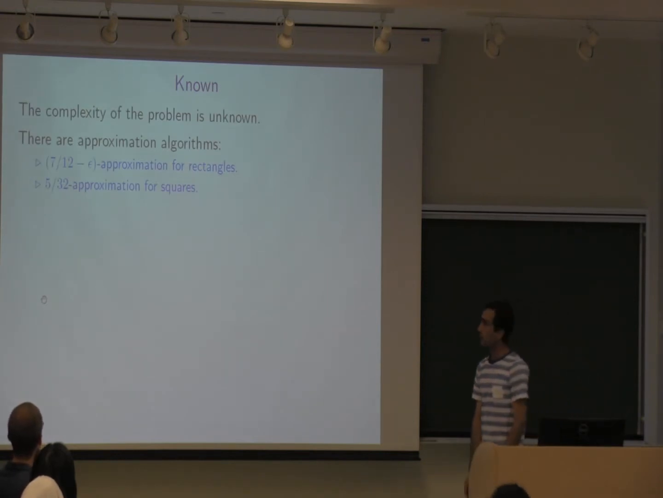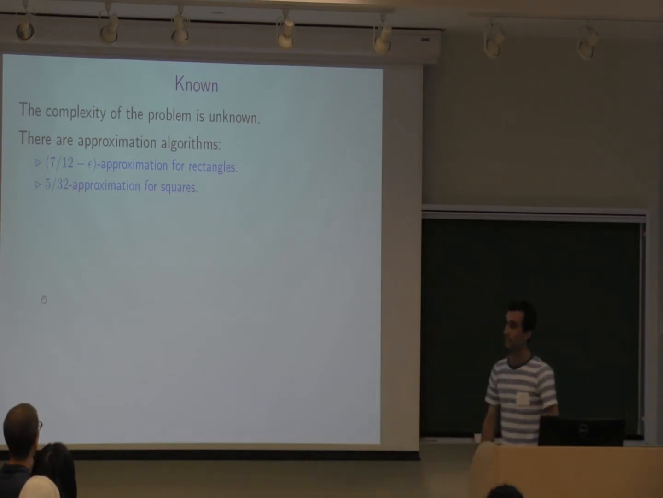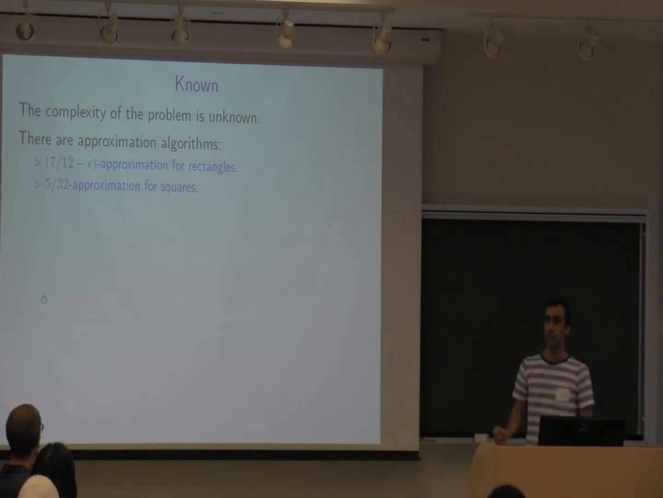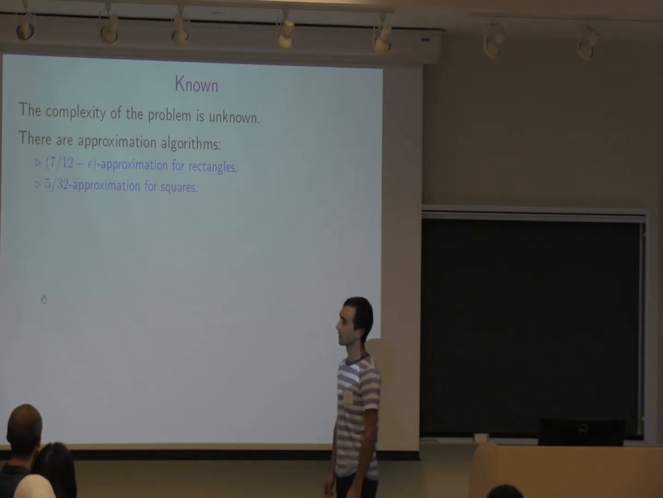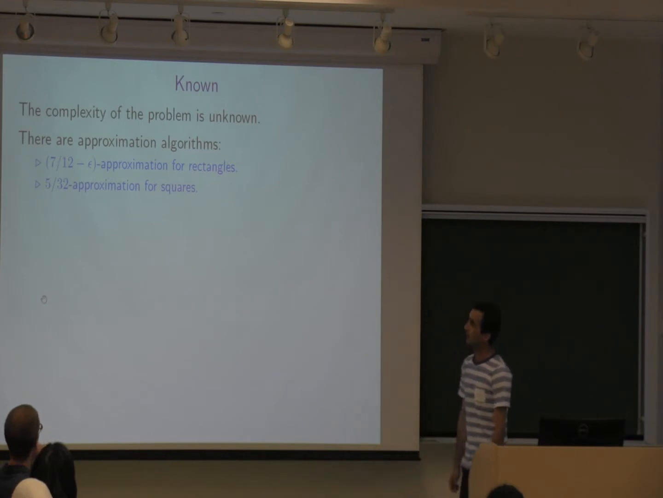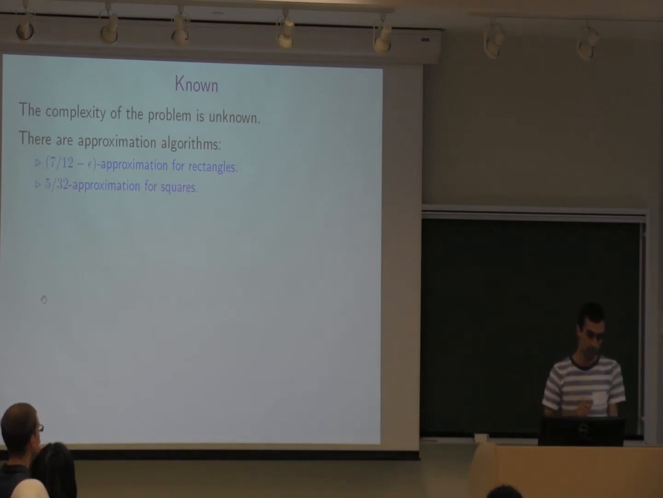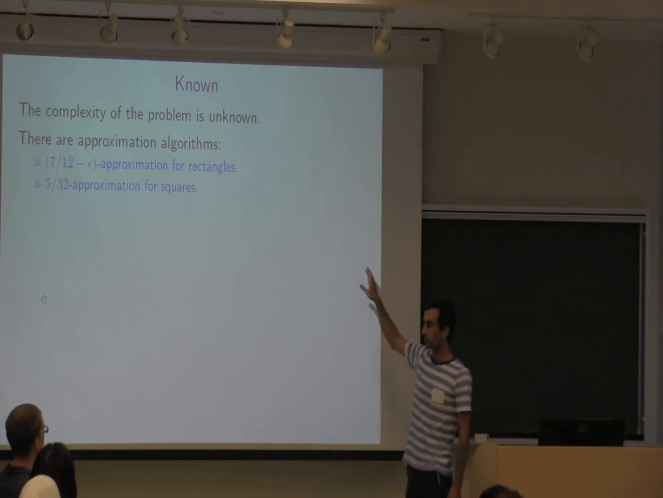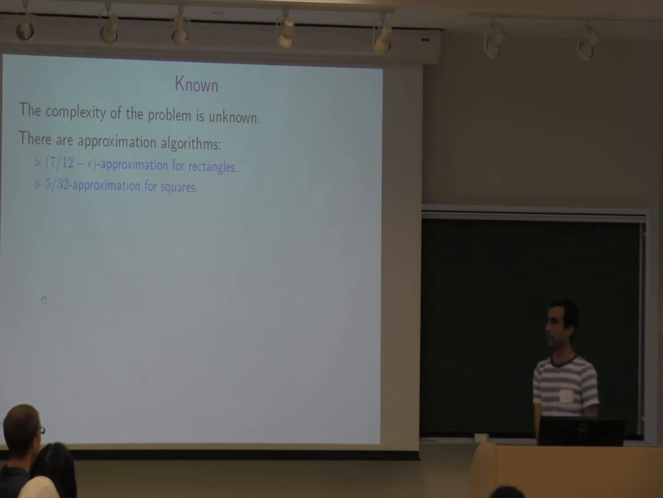Alright, so what we know about this problem is that we don't know its complexity. It's still open. But there are approximation algorithms for it. This is the paper at SoCG last year. They had a 7/12 minus epsilon approximation if you are encoding rectangles, and if you are encoding squares, the approximation factor is 5/32, which they later improved to a bit better with another greedy algorithm. So those are the results.